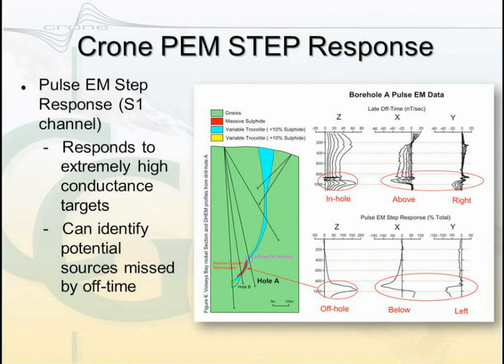Looking at this, you can see that it's off the hole here because you haven't intersected it. These are massive sulfides, so the step is actually pointing in the opposite direction. So it's an extra valuable data set that might help you out, and you might be missing something like this by just looking at off-time data.